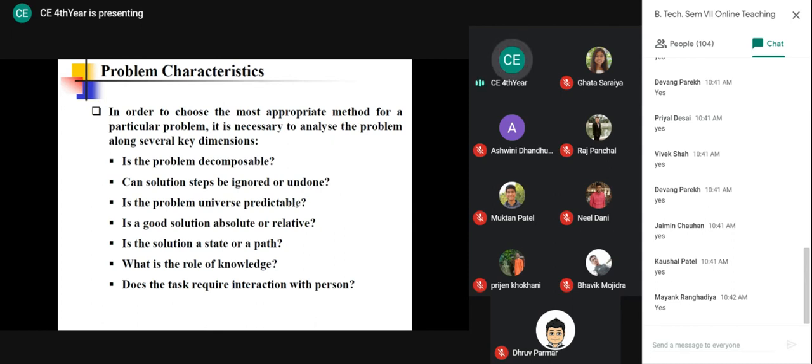In uncertain outcome, what have we discussed? The planning is that we have to investigate several plans and use the probability of the various outcomes. Choose a plan that has the highest estimated probability of leading to a good score, right? That thing we have discussed in uncertain outcome. Then absolute and relative: in absolute, once we get the solution, there is no need to explore the other paths. In relative, you are comparing your solution with the other paths, right? That we have discussed. The next is whether the solution is a state or a path, right?